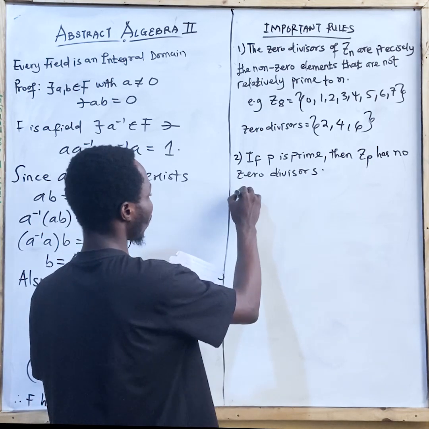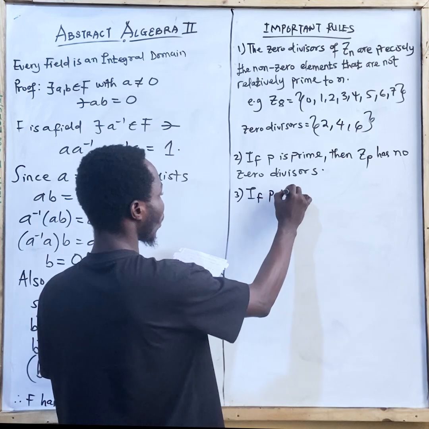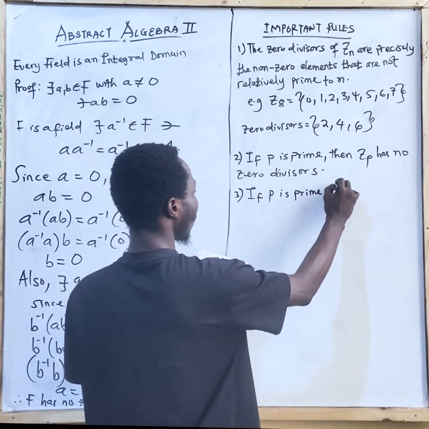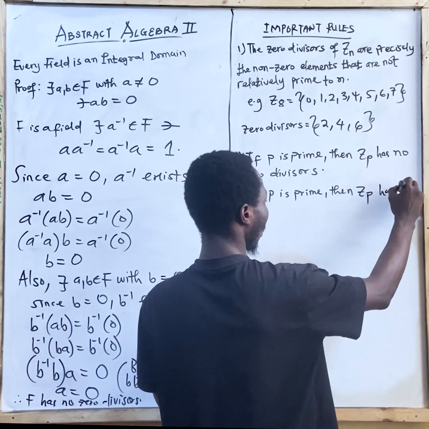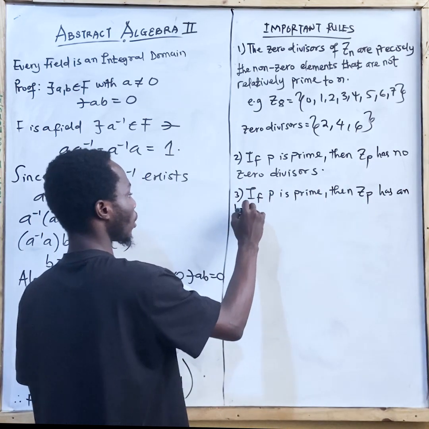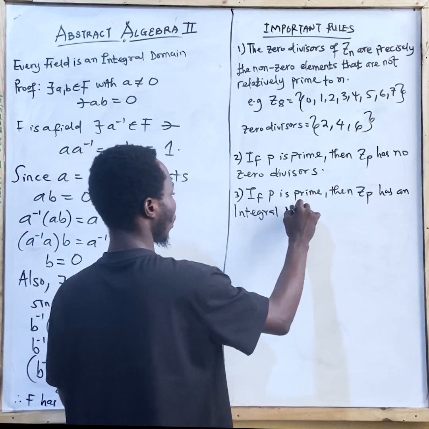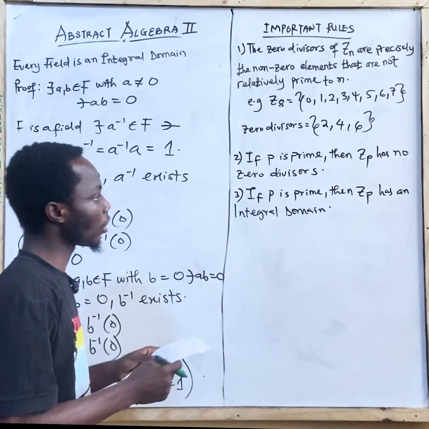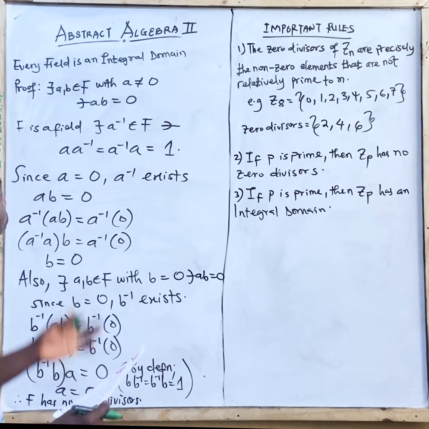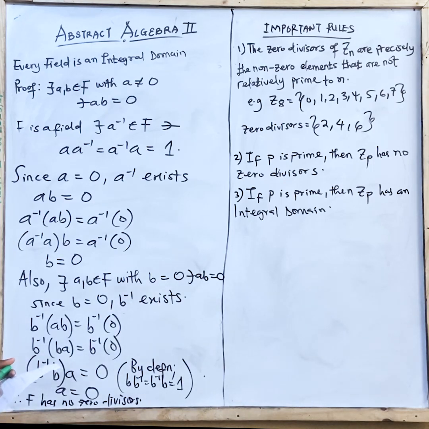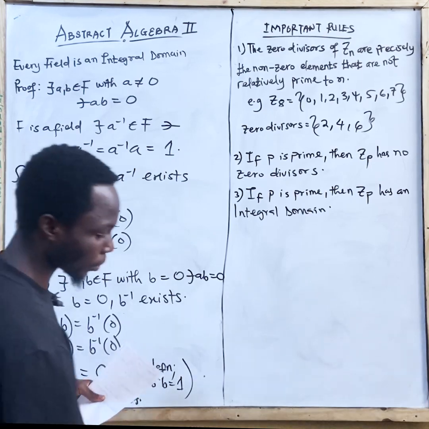And then the last one is that if P is prime, then ZP is an integral domain. So these are some of the important tools that we have to take note of. It covers some of the things that we've done. These proofs are also very essential. They might bring them out in the exam, so you look at the trend and then you can solve. The next thing we are going to go down to is what we call associates.